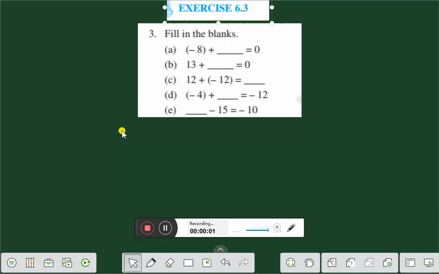Hello everyone. Today we shall discuss exercise 6.3 question number 3. That is, question number 3 is fill in the blanks. Let us solve one by one.